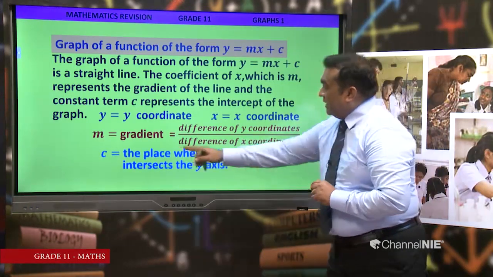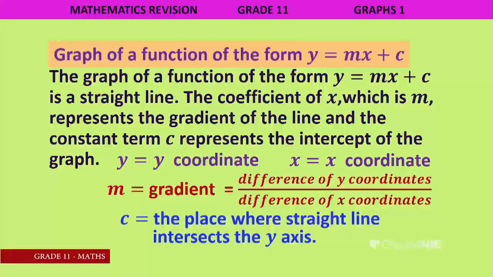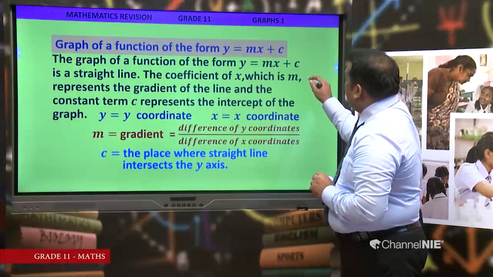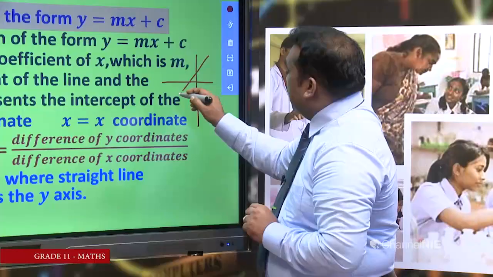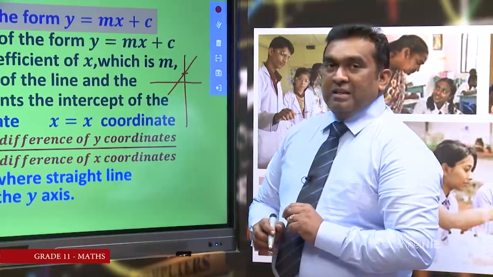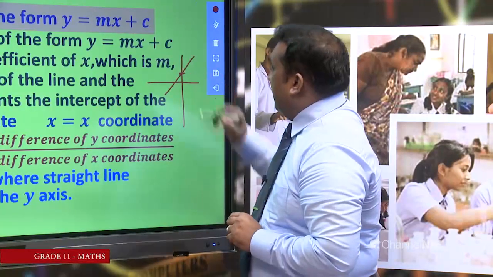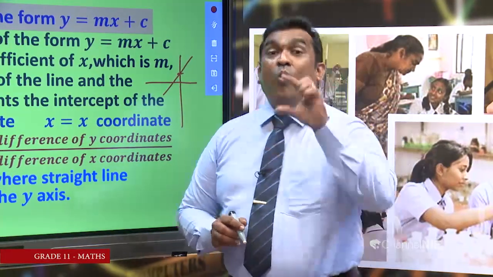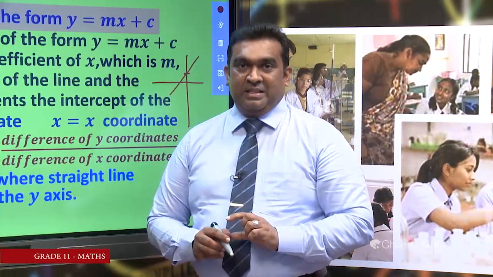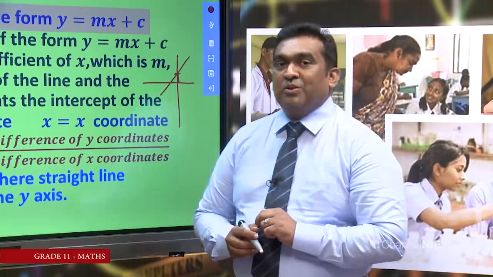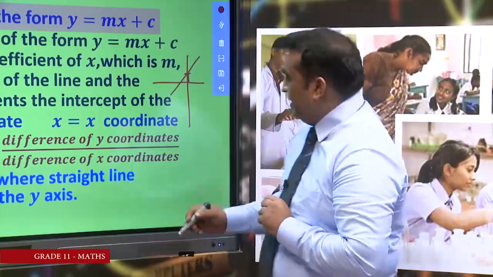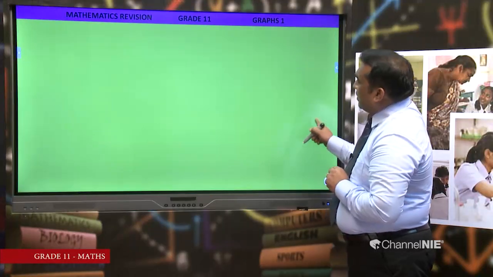Then the place where the straight line intersects the y-axis, the place where the straight line cuts the y-axis. If you consider this as your y-axis, this is the place. The y coordinate at this place is the intercept, or the vertical distance of the straight line. Here you can see a vertical distance. This is also known as the intercept. Right?